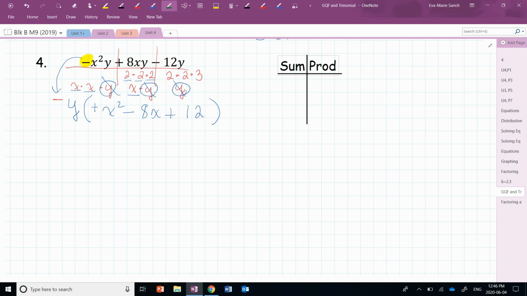Okay, so now we're going to break this down, right? Negative y is our GCF, but that trinomial is going to break down into two binomials. So this is our product, right? Positive 12.